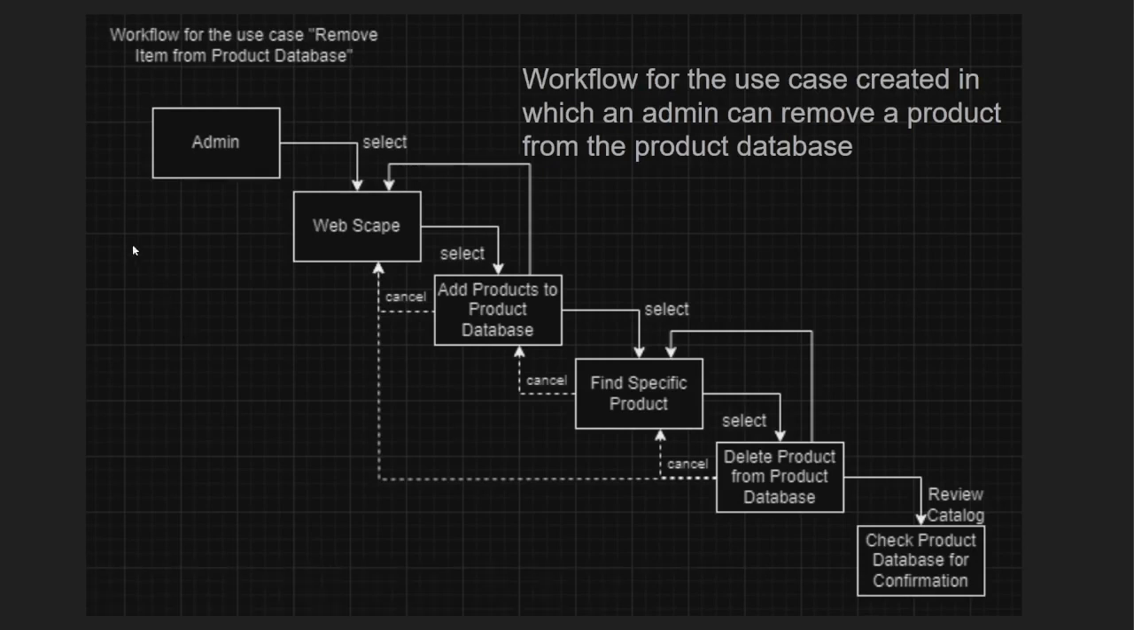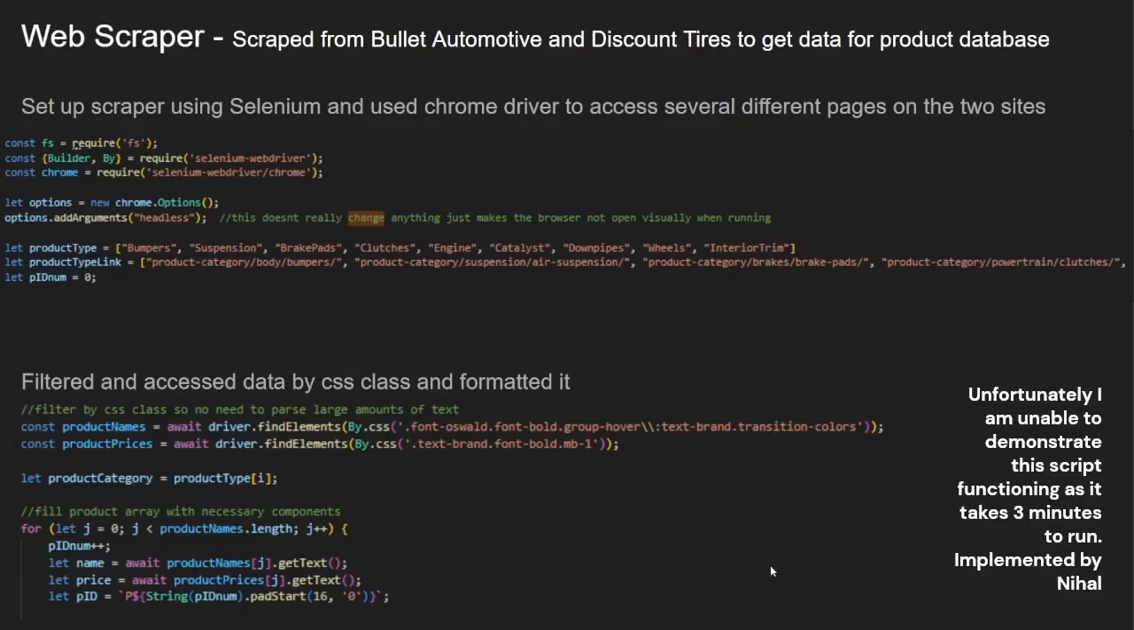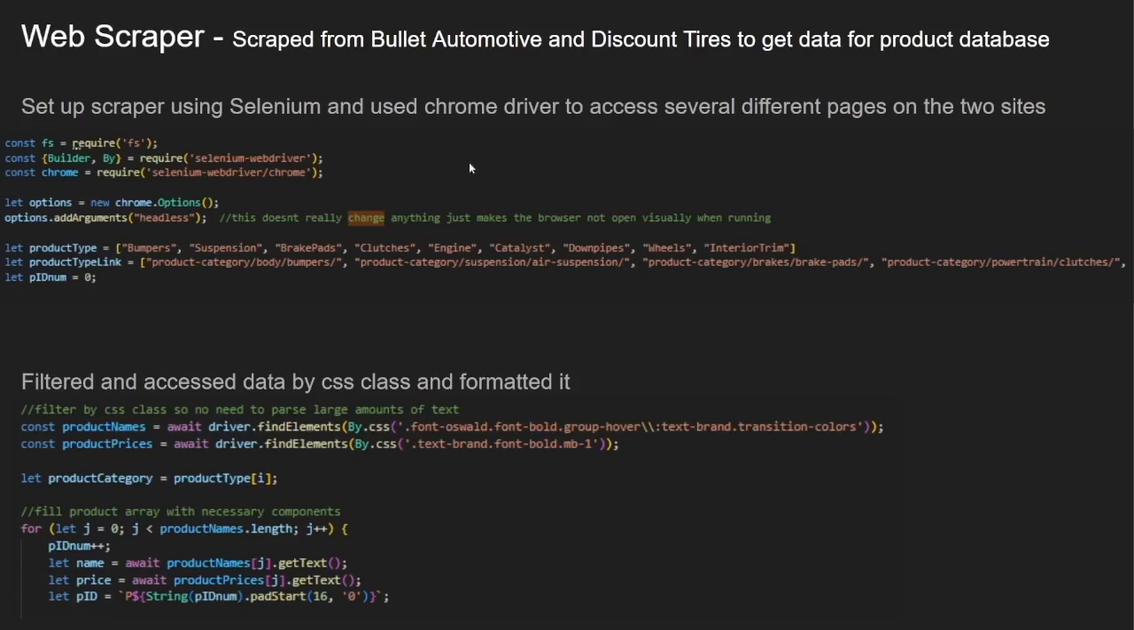So in this workflow, what happens is the admin web scrapes, initializes the products to the product database, and then accesses the database to delete the product. Firstly, the web scraping works as follows: we scraped from the websites of Bullet Automotive and Discount Tires to get all the data. To do this, we set up the scraper using Selenium and used the Chrome driver to access several different pages on the two sites.